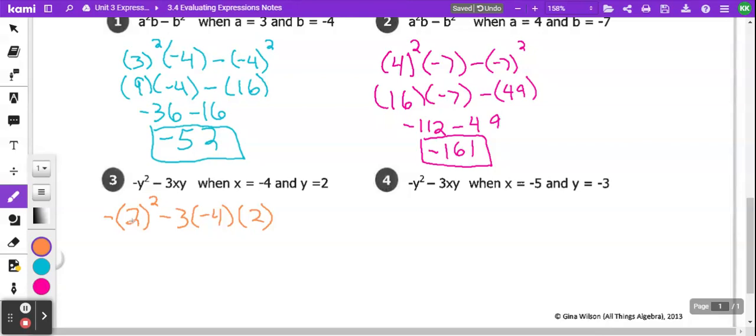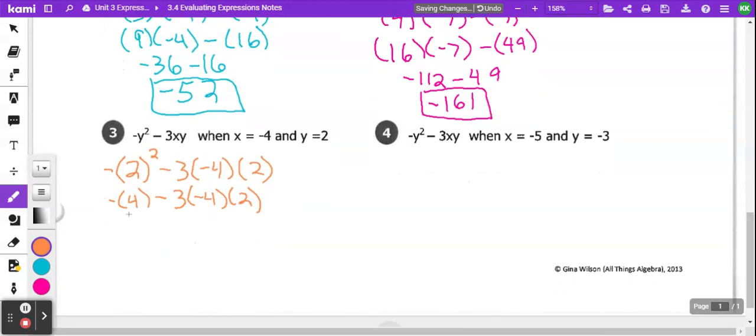So exponents first. 2 squared, 2 times 2 is 4. So I will have negative 4 minus, this is all multiplication, so I'm not going to work any of it out in this step. Now right here, that's a negative 4 because it's minus on the outside, so that puts the negative back on. It's the same thing as negative 1 times 4, which is negative 4.